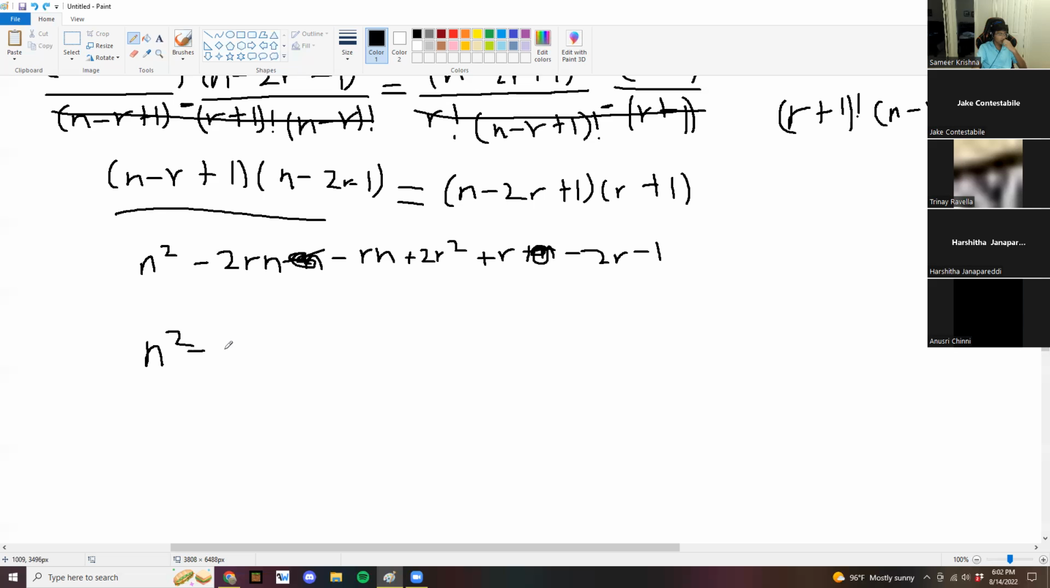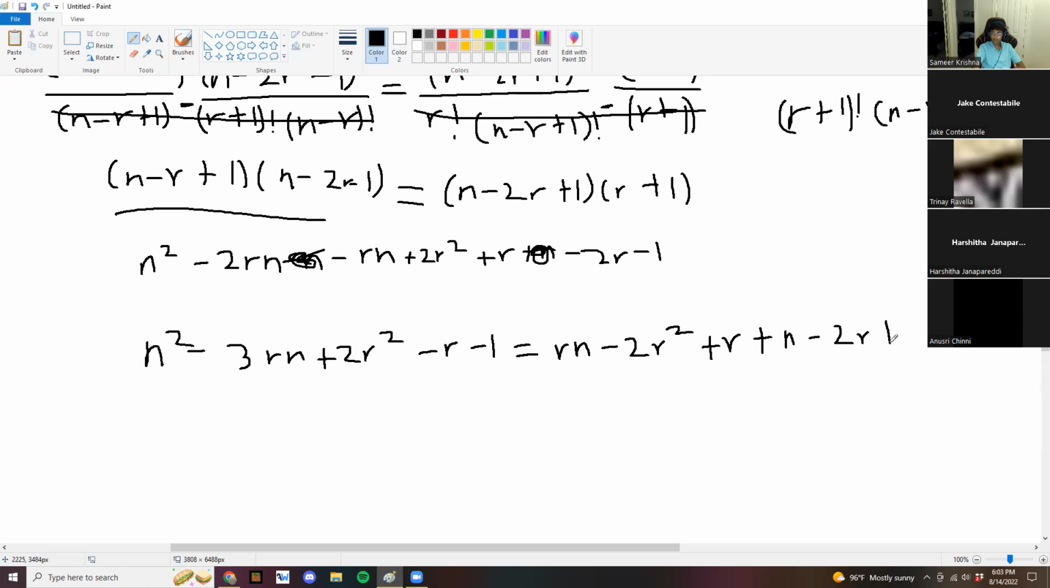Yes. Minus 3r, and it's 3r squared, plus 2r squared, 2r minus 1, minus r, minus 1 is equal to, and you do this, you get rn minus 2r squared plus r plus n minus 2r plus 1.